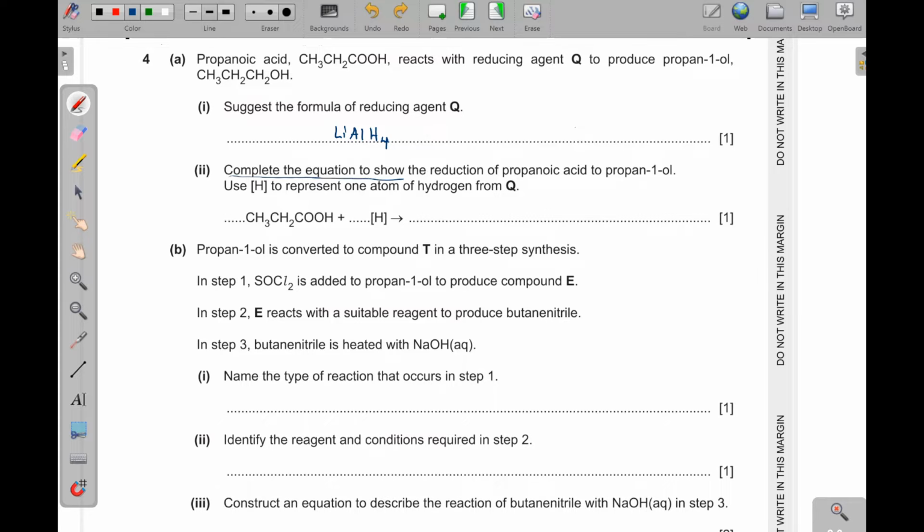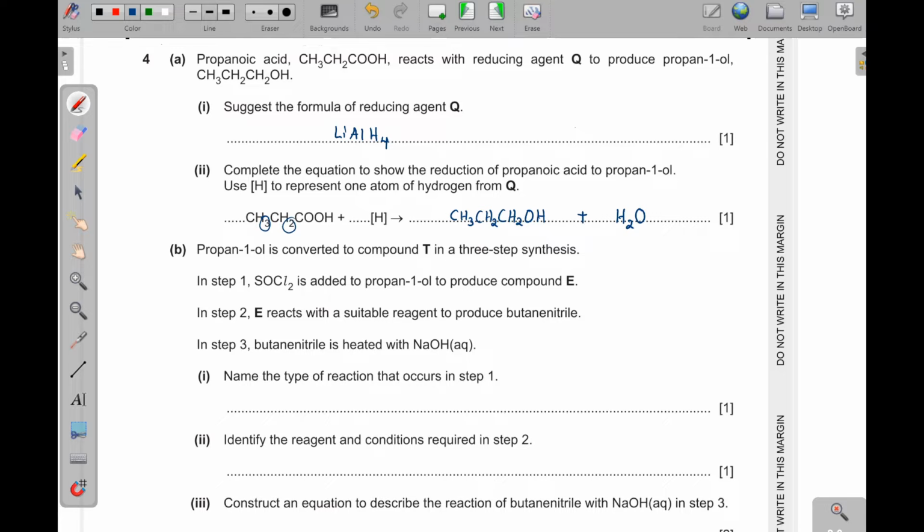Roman 2. Complete the equation to show the reduction of propanoic acid to propan-1-ol. Use H to represent one atom of hydrogen to form Q. First of all, I will write CH3CH2CH2OH. These ones were two oxygens, but here we are seeing one oxygen. One oxygen added to the hydrogens gives water. So here I will put plus water.